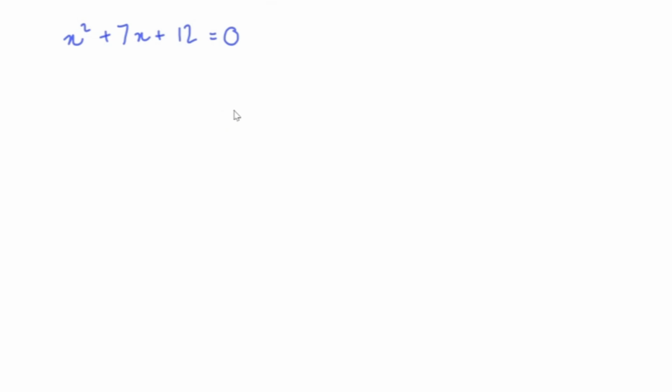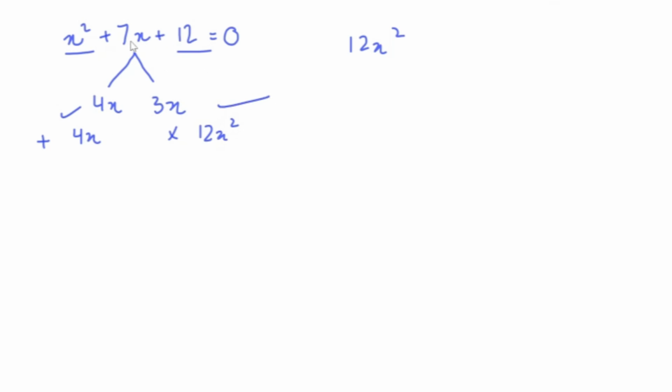Let's look at another example for practice. Here we have x squared plus 7x plus 12. Now, let's first multiply these. We would get 12x squared, and we break this down into two values. We can break 7x into 4x and 3x. If we add these, we get 7x, so this requirement checks out, and if we multiply these, we get 12x squared. So this requirement also checks out. So we can break down 7x into these two.